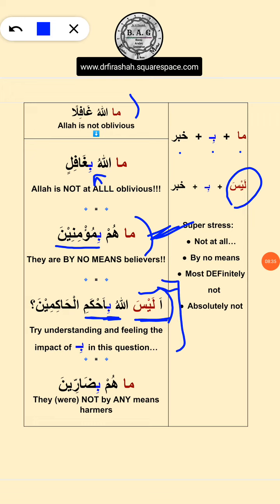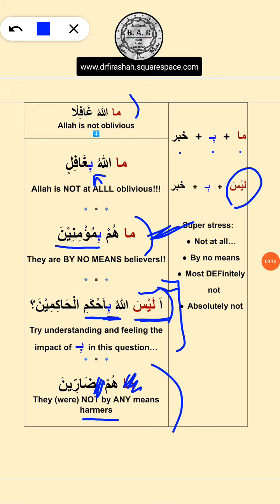Then you've got another one, mahum bizarina. You can do the same thing as I did for mahum bimu'minin. What can you do? You can remove this ma and this bi. So it's going to be hum zaruna, they are harmers. Now, there is no such word as harmer in English, but remember, we are more concerned with capturing the essence of words in Arabic. That's why I translated it as harmer, because that's how I feel it better when you're teaching a language.